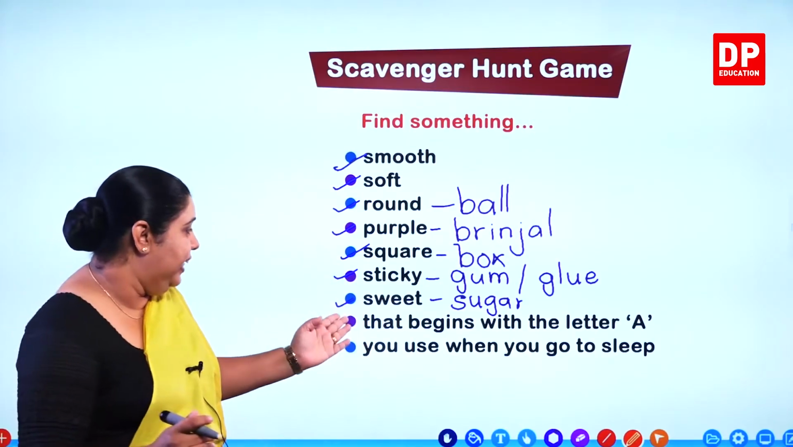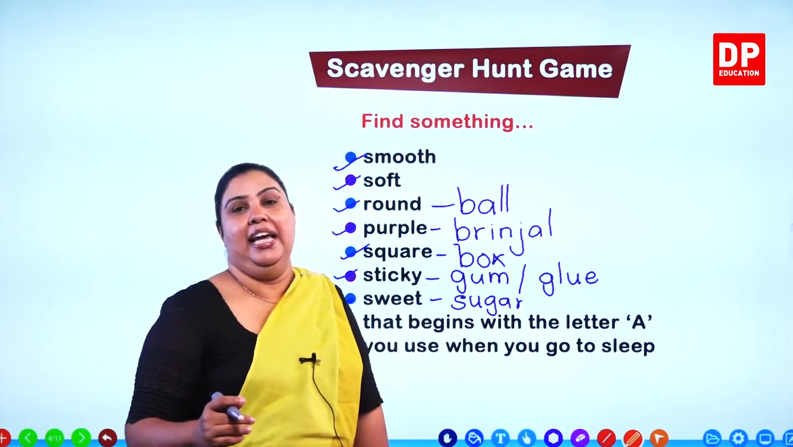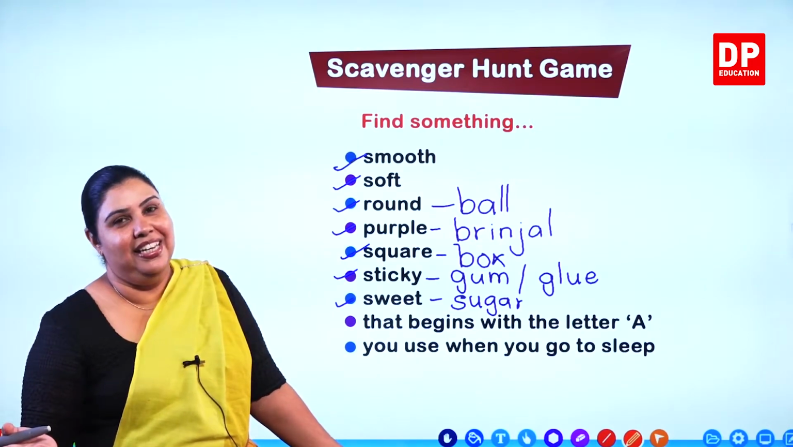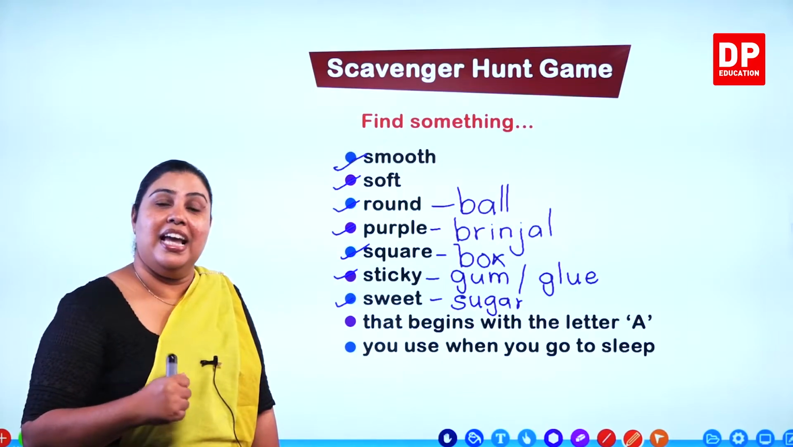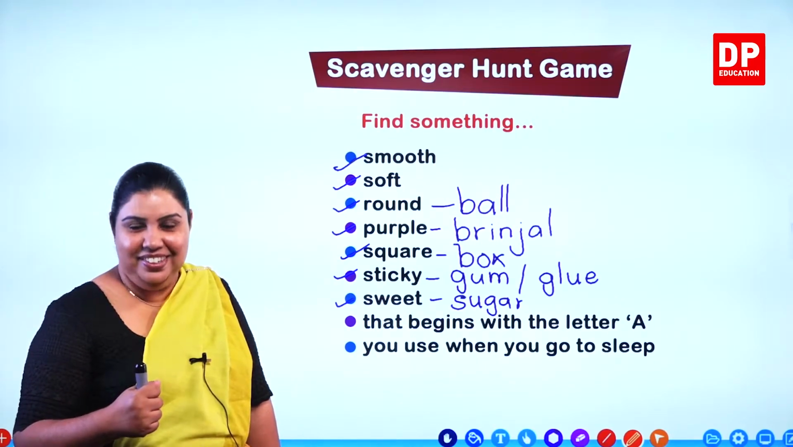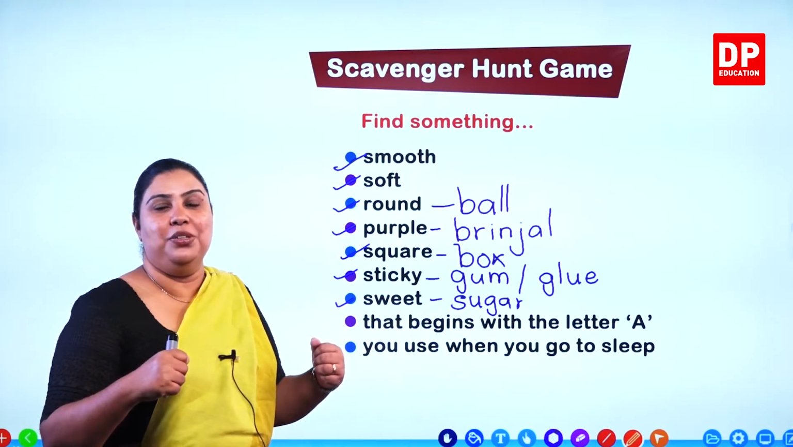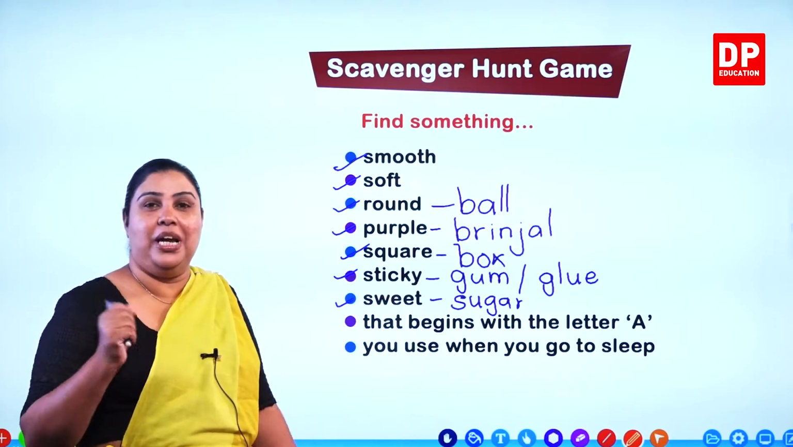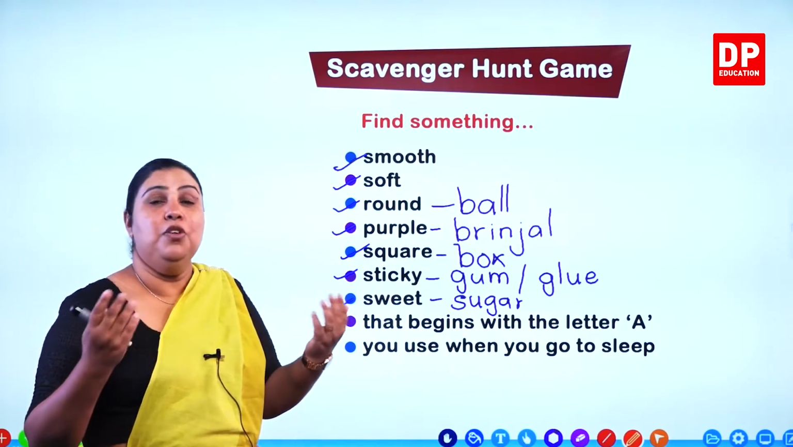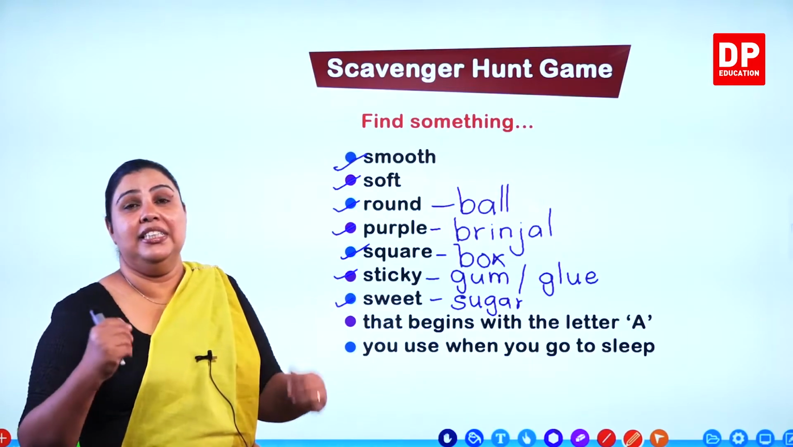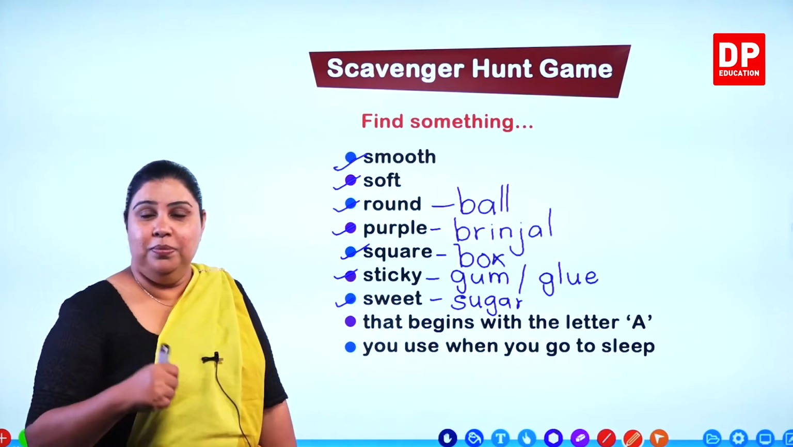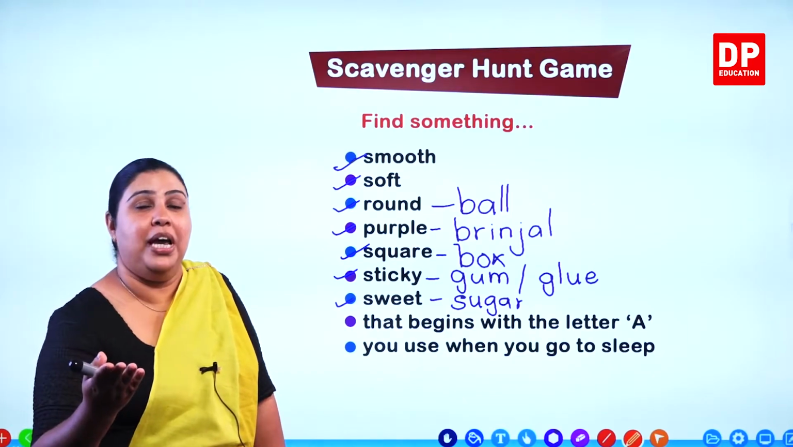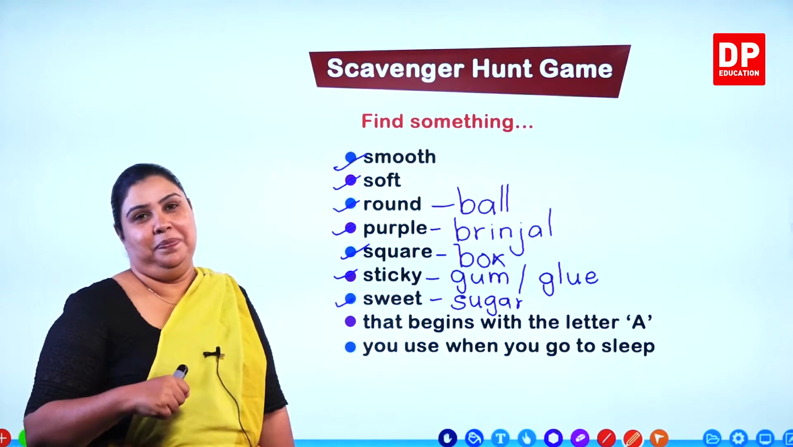Letter A. Find something that begins with the letter A. There are so many things that start with letter A. Very easy. Apple. Ant. So you can bring an apple if you have at home. You can maybe catch a small ant, but without harming the ant, you can show an ant. Right? Then what else? Arrow. Album. Now, you all have albums at home. Maybe you can bring your album and come.